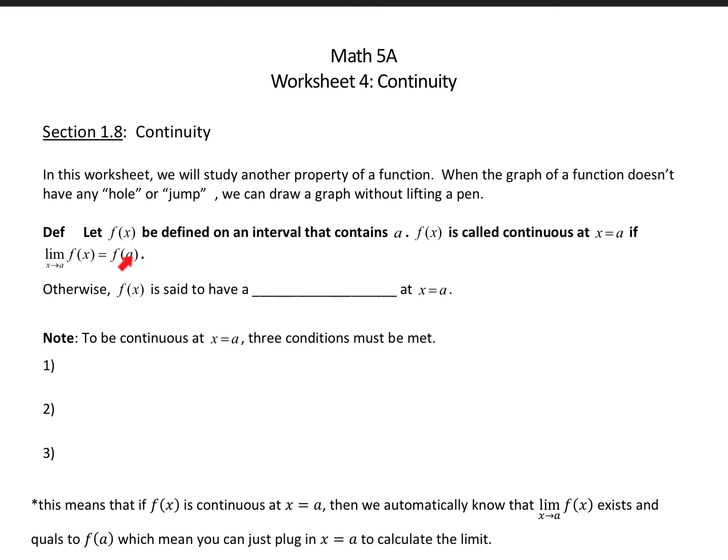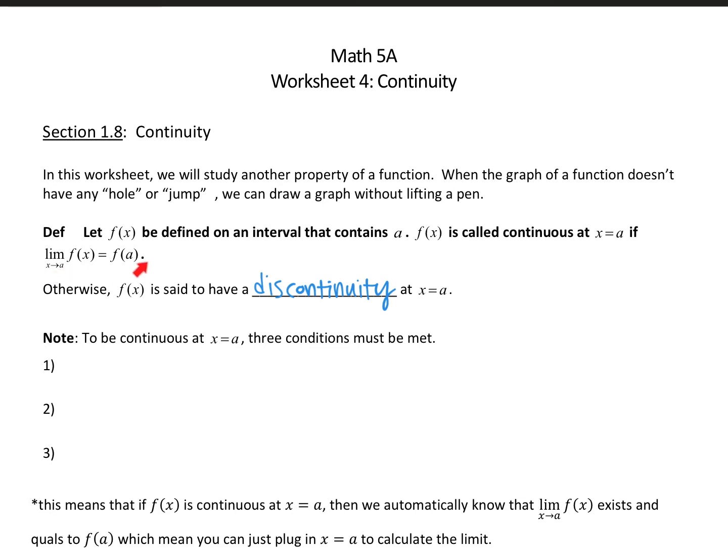So on the left-hand side, we're talking about the limit. And on the right-hand side, we're talking about the function value, where we just plug a into the function, right? So if these two numbers happen to be equal to each other, then we'll say our function is continuous at that point. Otherwise, we're going to say f of x is said to have a discontinuity. So f is discontinuous at that point, or f has a discontinuity at that point.